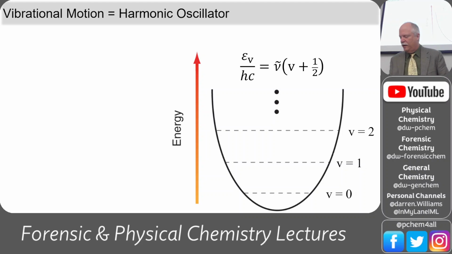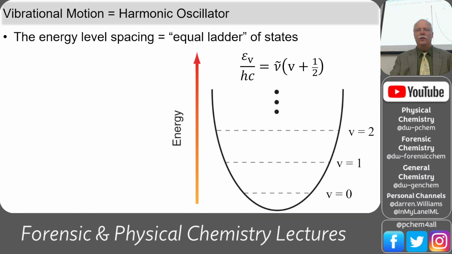And so we need to understand in each of these cases, whether it be translation, rotation, or vibration, what is the energy equation? Because we have to use those energy levels in the Boltzmann distribution. So here we are now in vibrational motion where we're using a harmonic oscillator, and the harmonic oscillator has an equal ladder of states, meaning all the energy levels are equally spaced. If you look at the potential energy diagram, it kind of looks like a particle in a box. It's a one-dimensional system, but notice it's a parabolic box. It's a parabola. You know, for the particle in a box, it was a square box or rectangular.